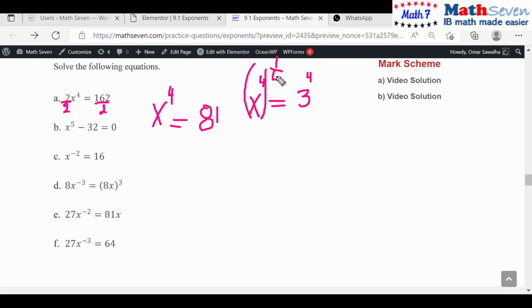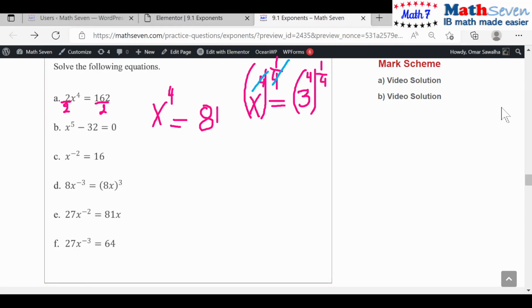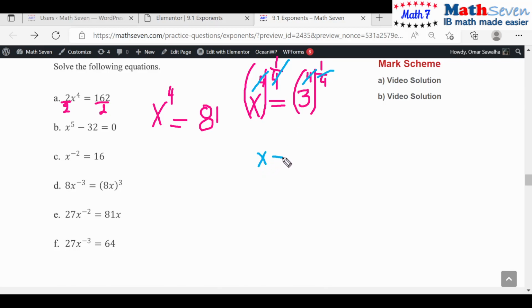This is what we are learning today: you can raise the equation to the power of whatever suits your need. The reason I raise it to the power of 1 over 4 is so that I can cancel this with this. That means x equals plus or minus 3. And the reason we put plus or minus 3 is that I have an even power here.